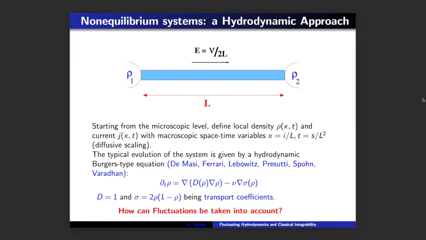For example, in the case of the exclusion process, D is simple, it's 1. Sigma is 2 rho, 1 minus rho. And this PDE, if you just slightly change the variables and instead of considering rho, you consider U equal to rho minus 1/2, so you just center rho around 1/2, becomes a very famous PDE, which is known as the Burgers equation. And of course, there are books on Burgers equations.